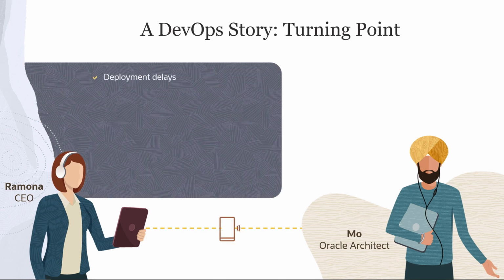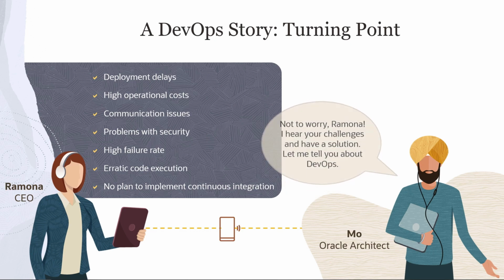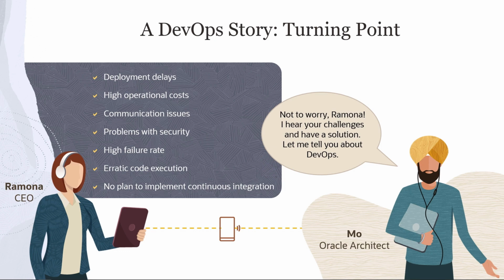Ramona and Mo spend an hour on the phone and Ramona outlines her issues like deployment delays, high operational cost, communication issues, problems with security, high failure rate, erratic code execution, and no plan to implement continuous integration. Mo takes notes but knows all along that he has a perfect solution and asks Ramona if she has heard about DevOps service, and then goes on to explain to her the OCI DevOps services.